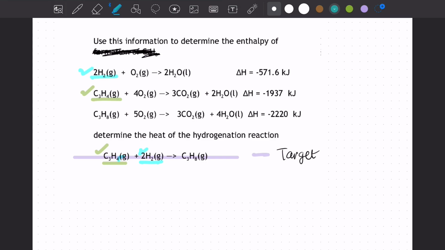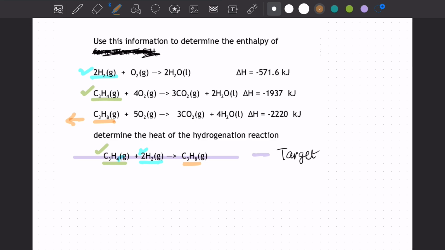Let's look at the product C3H8. Where do I see C3H8? Oh, this is on the reactant side, but it is needed on the product side, which means I might have to reverse the direction of this reaction. And then I've got a lot of other entities that I might want to get rid of, because I don't need them in my equation.